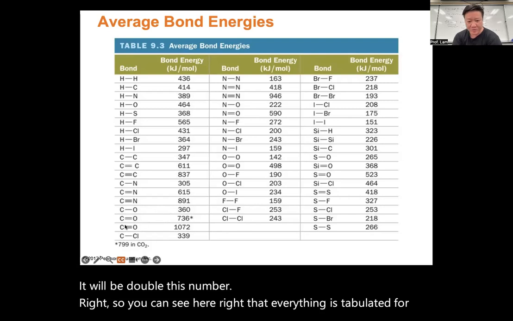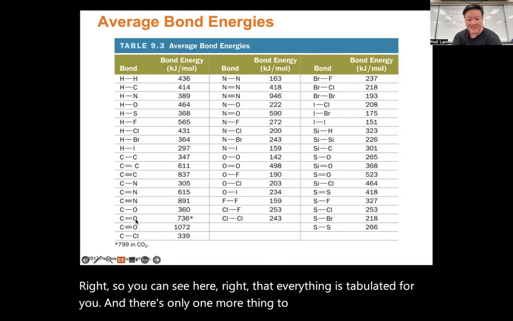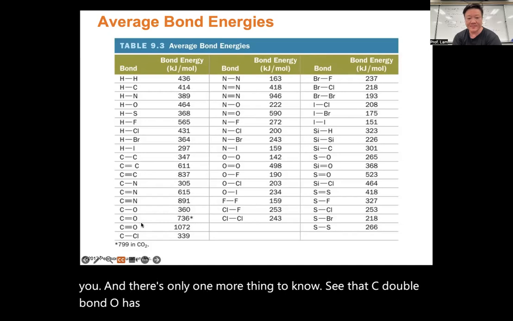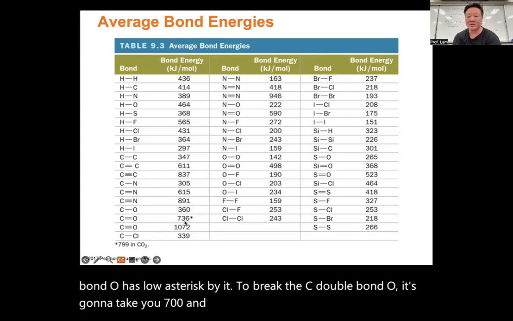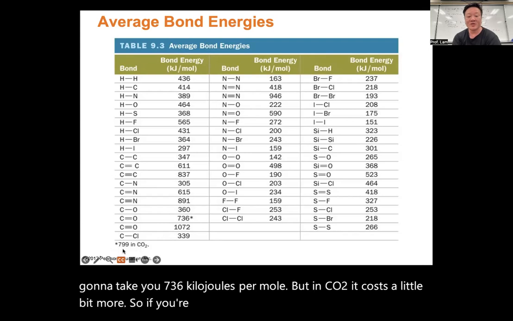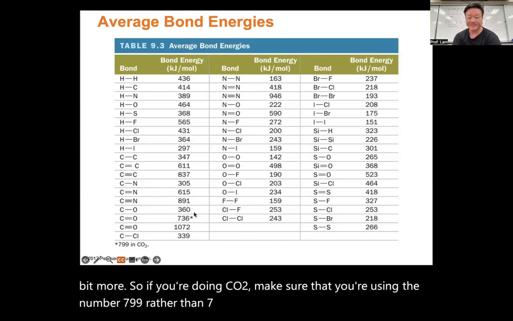There's only one more thing to note. See that C double bond O has a little asterisk by it. To break the C double bond O, it's going to take you 736 kilojoules per mole. But in CO2, it costs a little bit more. So if you're doing CO2, make sure that you're using the number 799 rather than 736.